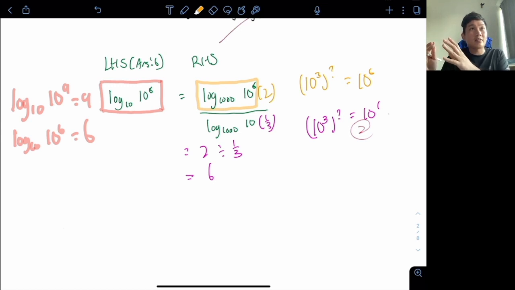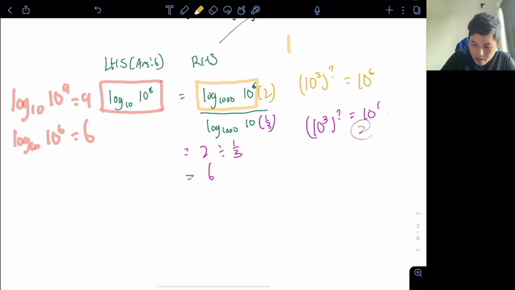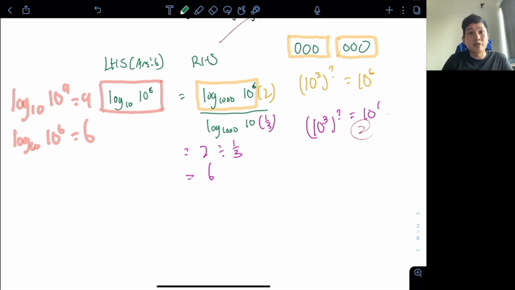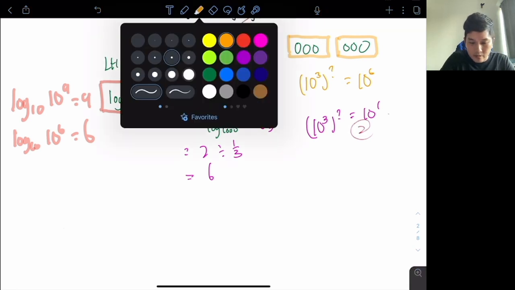Log base 1000 is asking how many thousands are there in 10 to the power 6? How many thousands do I have in 10 to the power 6? So you can imagine it this way. Instead of counting individual zeros, we count in terms of 2 groups of 3 zeros. So that's what the numerator gives you. It tells you there are 2 groups of 3 zeros.